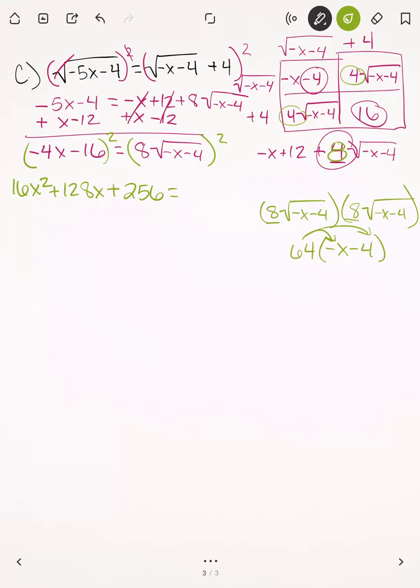When you distribute, you get negative 64x minus 256. So that's what goes here, negative 64x minus 256. From here, we want to get everything to one side so we can factor and be done with this. So we add 64x, we add 256 to both sides. Again, only with its like terms.